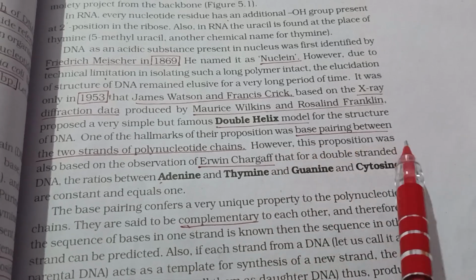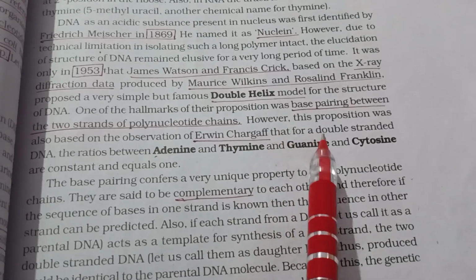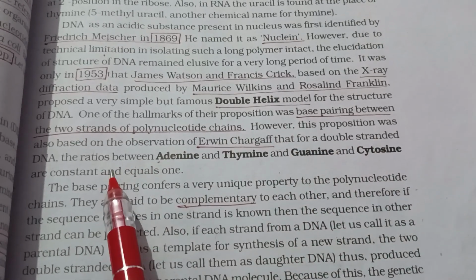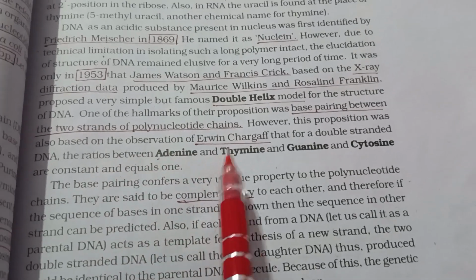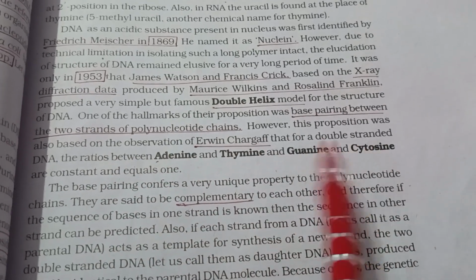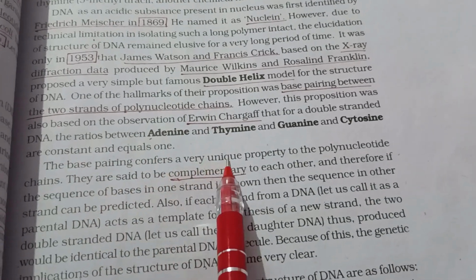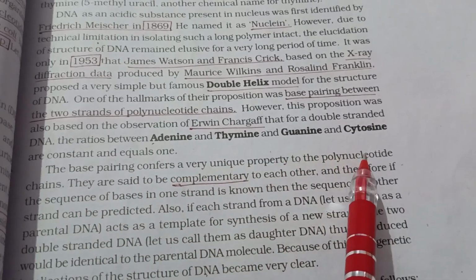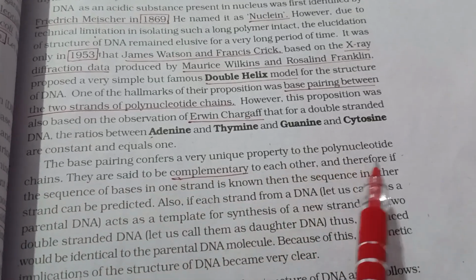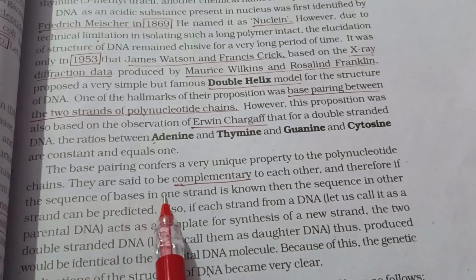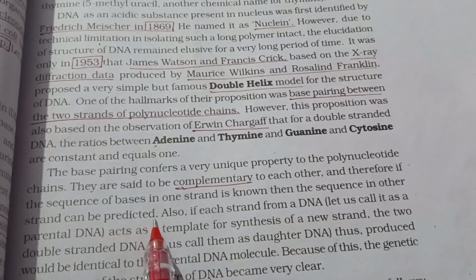However, this proposition was also based on the observation of Erwin Chargaff that for a double stranded DNA, the ratios between adenine and thymine and guanine and cytosine are constant and equal to one. So the base pairing confers a very unique property to the polynucleotide chains. They are said to be complementary to each other, and therefore, if the sequence of bases in one strand is known, then the sequence in another strand can be predicted.